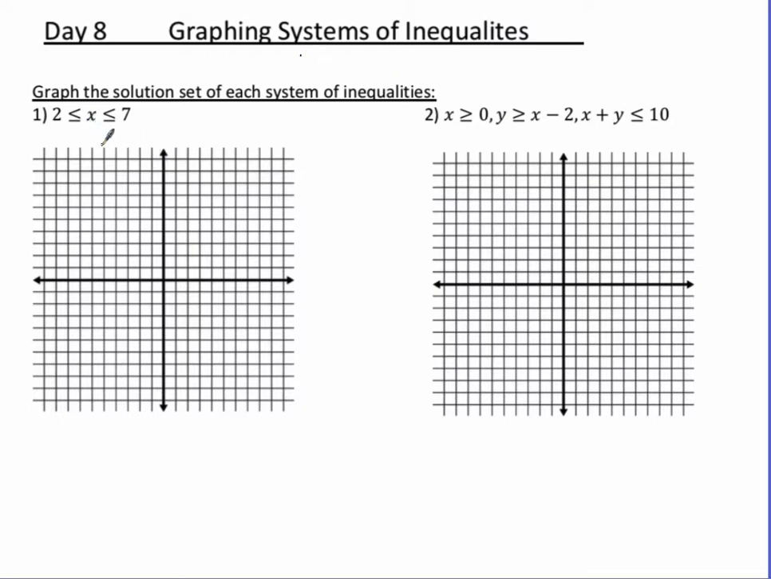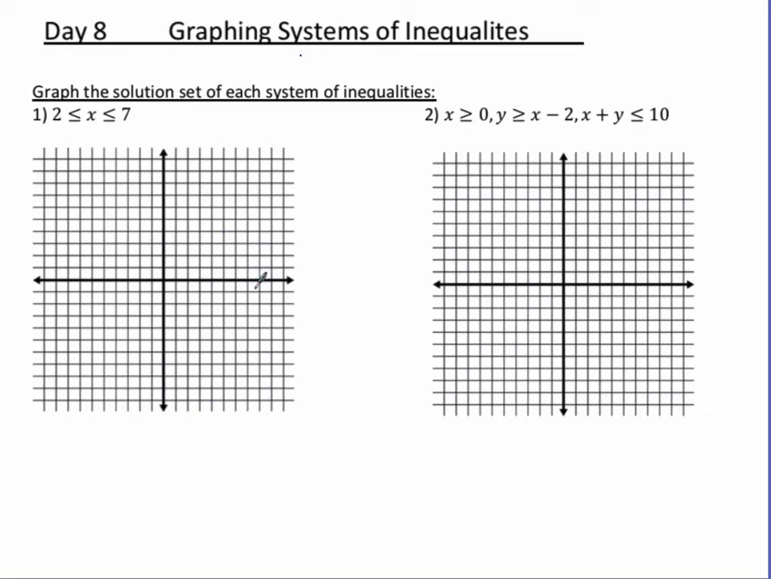So basically we're going to graph on the 2D plane here all the points such that x is greater than or equal to 2 and less than or equal to 7. So a point like (3, 0), of course, is a point where the x value is between 2 and 7. So that's going to be included in the solution set. And there are going to be a lot of points between x equals 2 and x equals 7 in the solution set, right? An infinite number of points.